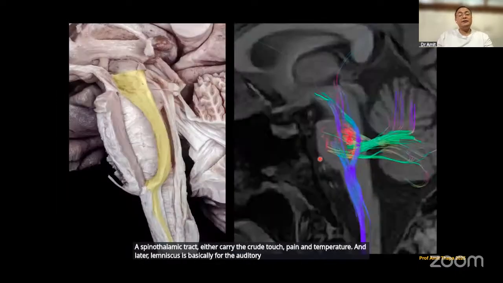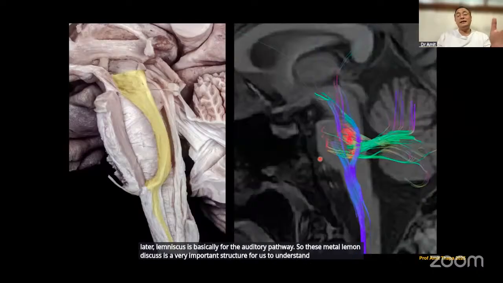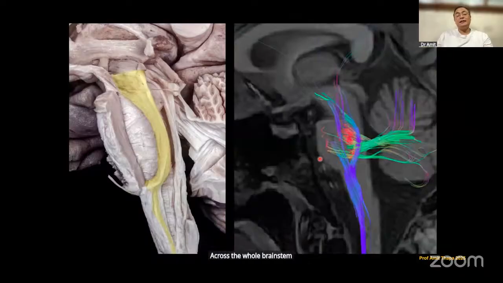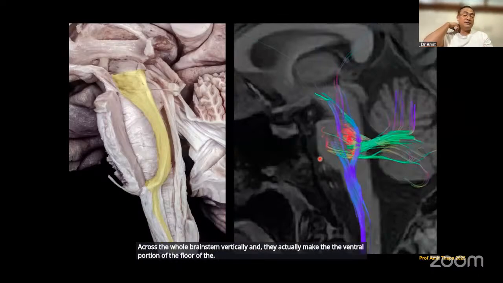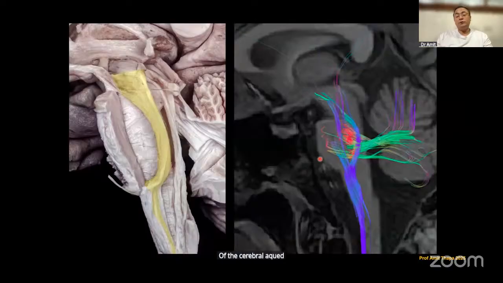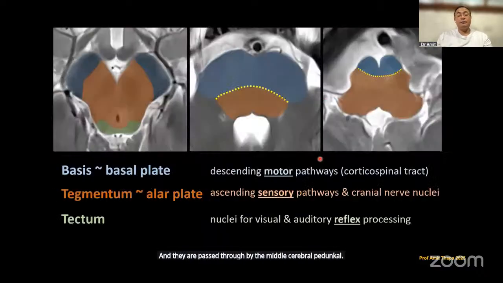So the medial lemniscus is a very important structure for us to understand, because it lies in the tegmental portion across the whole brainstem vertically, and it makes the ventral portion of the floor of the cerebral aqueduct, as well as the fourth ventricular floor. And it is passed through by the middle cerebellar peduncle. So we will be talking about those transections.